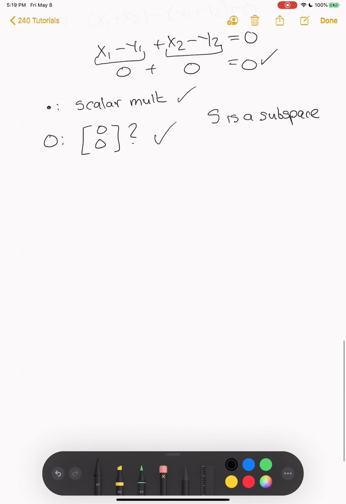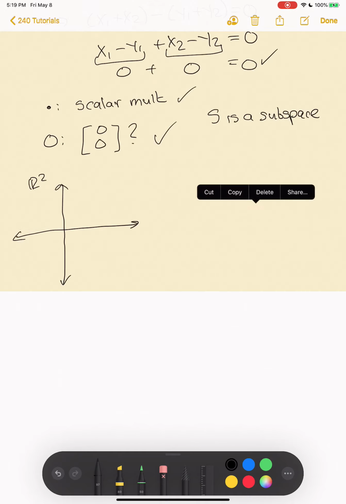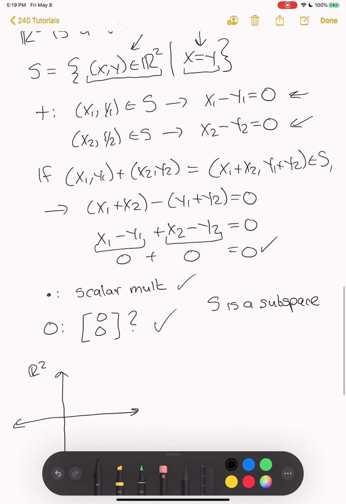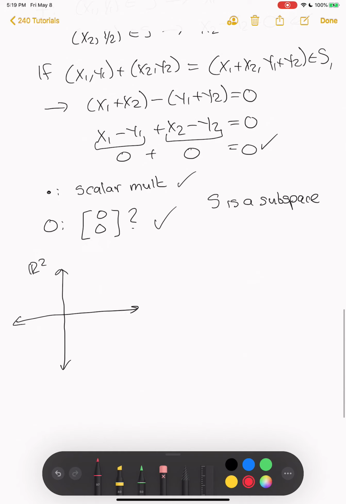And I think it's just best at this point to look at it geometrically. So we have R2 here, this whole vector space. And then we have the line here, x is equal to y. So it's actually a line through the origin because we have 0 involved here. And we have y is equal to x is our line here. And you can see geometrically that this is a subspace, right?